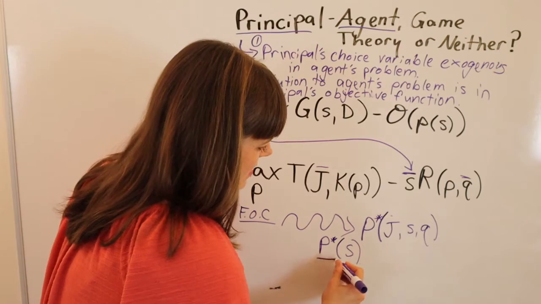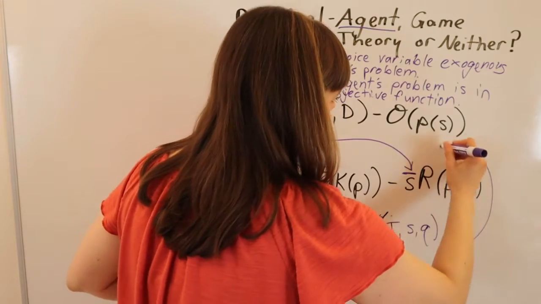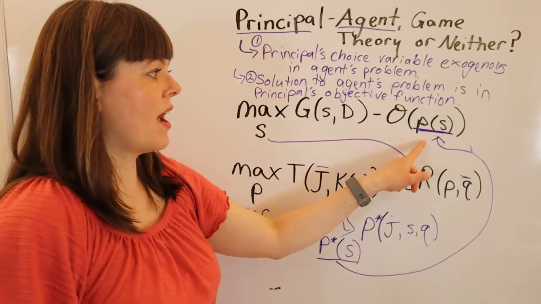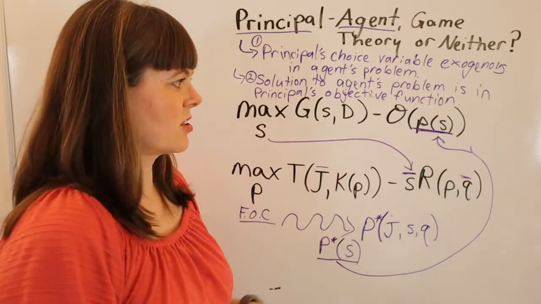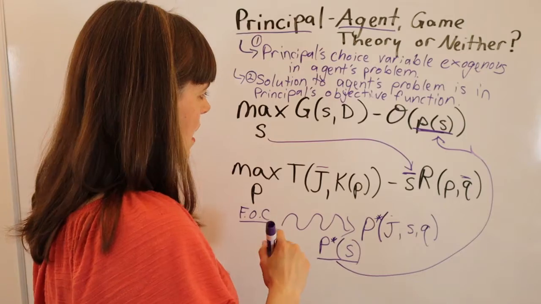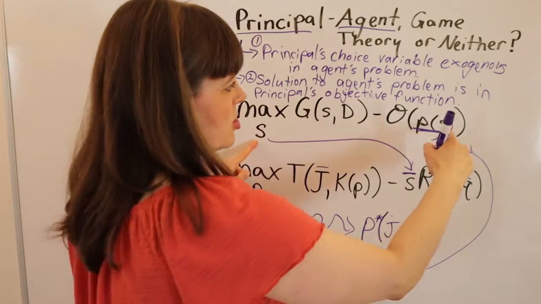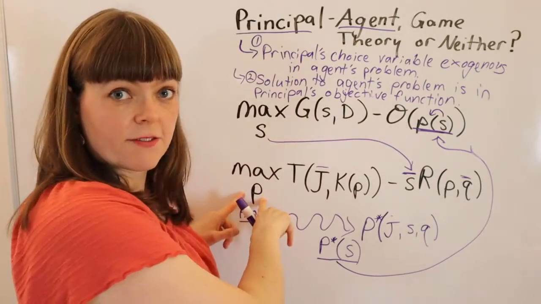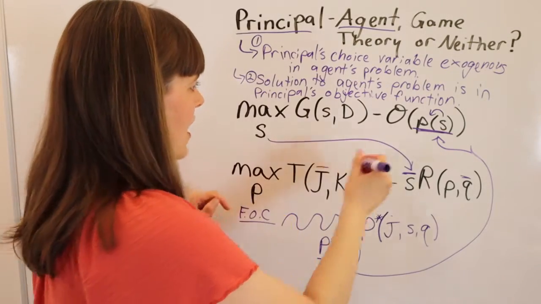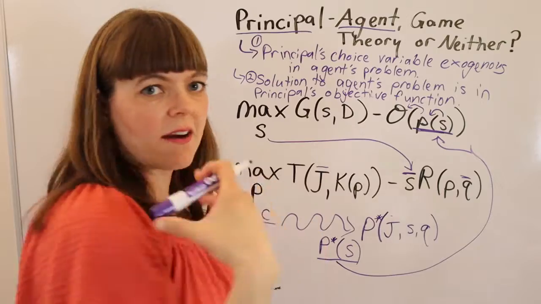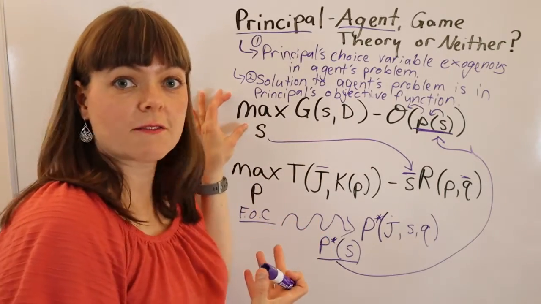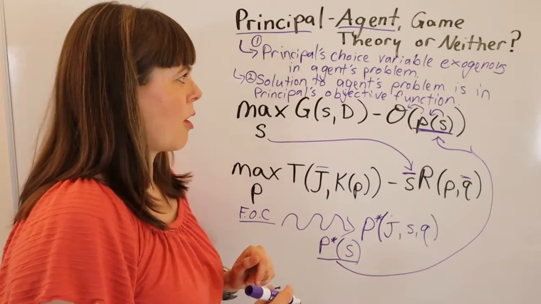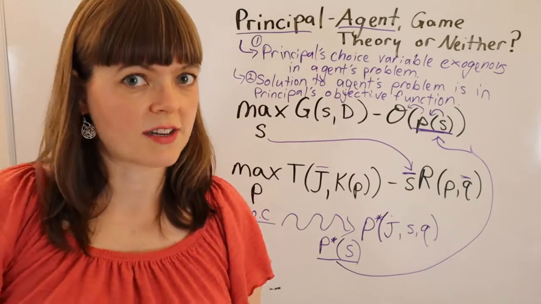And as a matter of fact, this appears in the principal's problem up here as part of the objective function, so that we see that the principal is going to choose s in order to influence the choice that the agent makes for their optimal p. And that's going to optimize some part of the principal's objective function. And so there we have it. This is a principal-agent problem because it meets those two criteria.